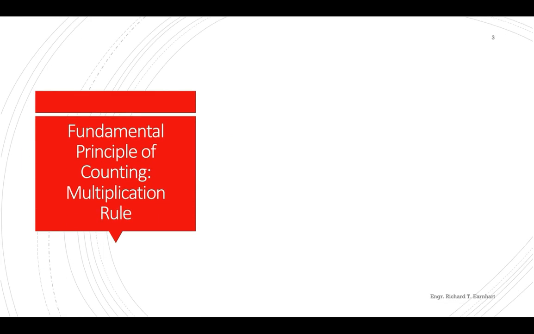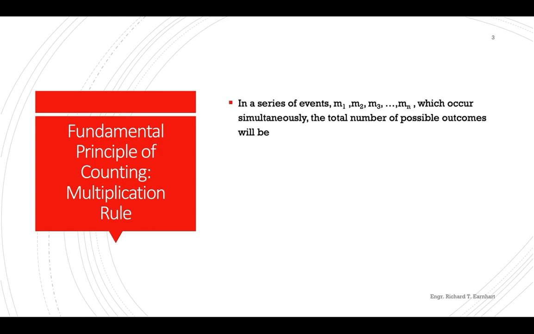Okay, so let's discuss the fundamental principle of counting, the multiplication rule. In a series of events, m sub 1, m sub 2, m sub 3, up to m sub n, which occur simultaneously, the total number of possible outcomes will be the product of these possibilities. N is the total number of events.